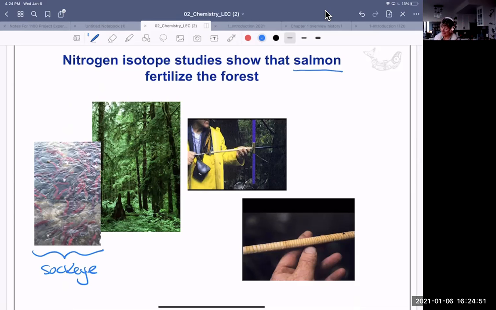But what was interesting about this study, it was about nitrogen isotopes. It turns out that the nitrogen in marine animals is a different isotope. It's N15, not N14. And it's not a radioactive one, though. It doesn't decay. It just has an extra neutron. What's interesting is that when the salmon die in the rivers, animals like bears and eagles eat them. Sometimes they take them away and eat them. And so they decay in the forest. And when they decay in the forest, their nutrients become taken up by the trees.